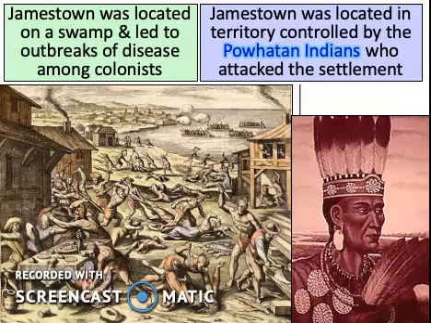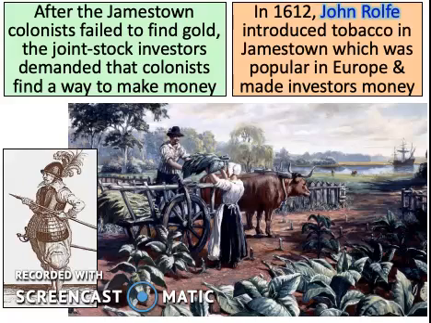Now, eventually, though, they are attacked, and in 1622, the Powhatan Uprising is going to kill 340 Jamestown colonists, and it lasts for many, many years. However, despite these early troubles, eventually, in 1612, a guy named John Rolfe is going to introduce tobacco.